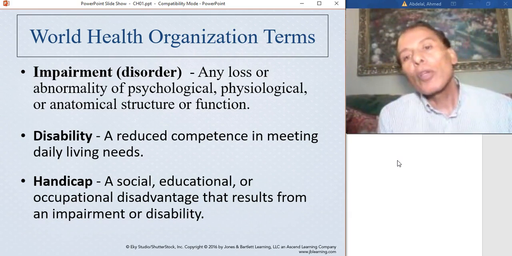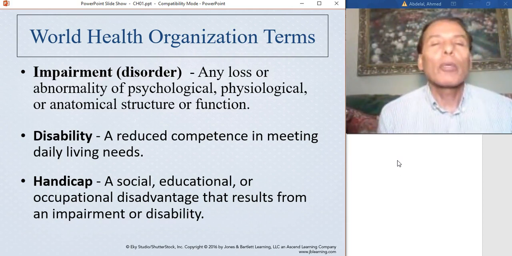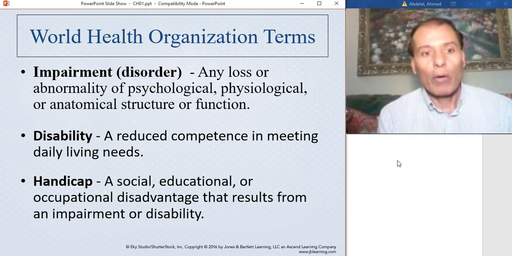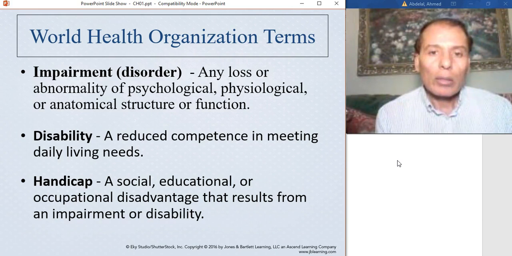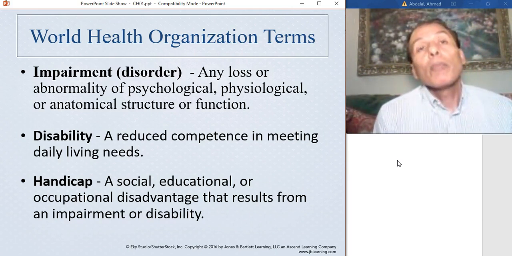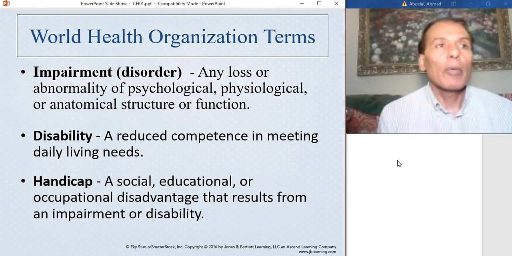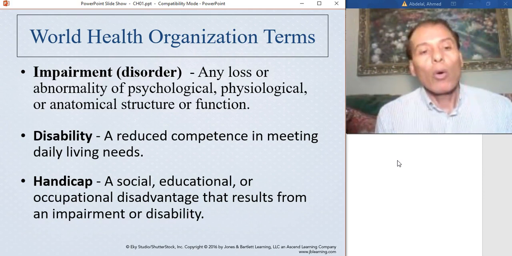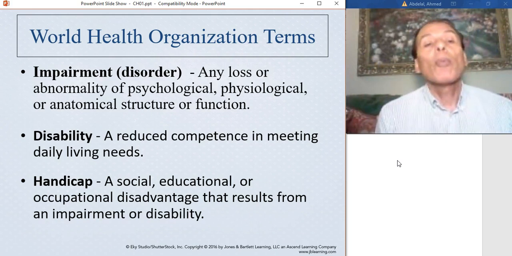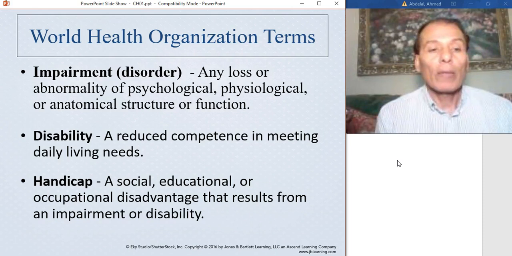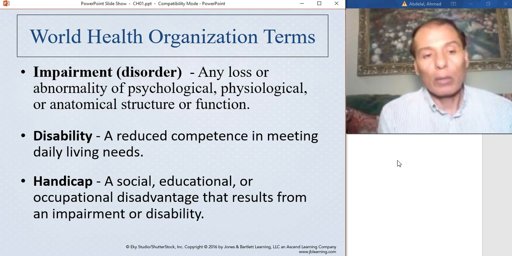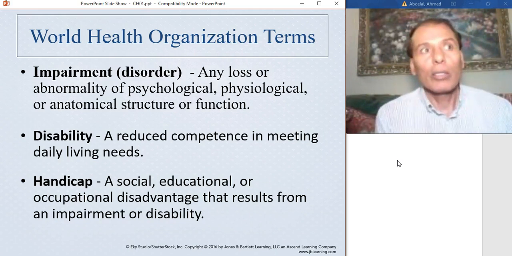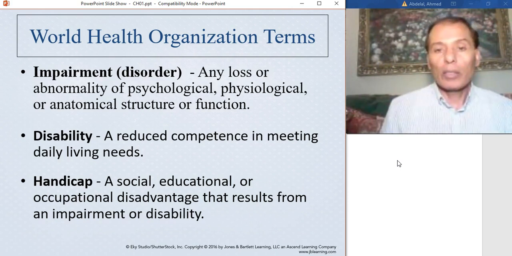A handicap is more of the consequence or the effect of an impairment or disability in one way or another. For example, someone has a voice disorder. That is going to be a handicap. It will limit their ability to have a good job. It will limit their ability to communicate with people in this way and that way. So the handicap is a social, educational, or occupational disadvantage that results from an impairment or a disability. And the term handicap is an old term. I wish it could be changed, but anyway, that is the effect of either an impairment or a disability.